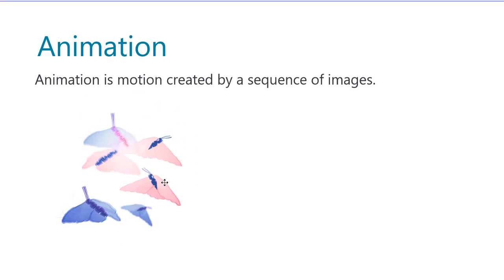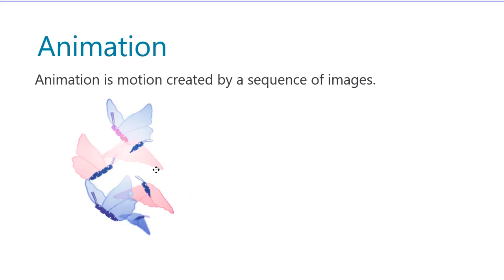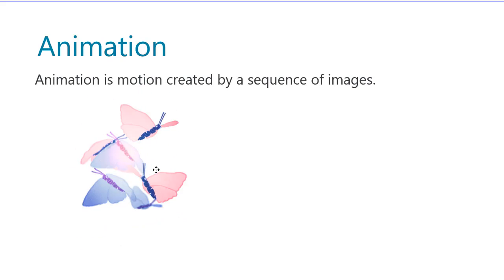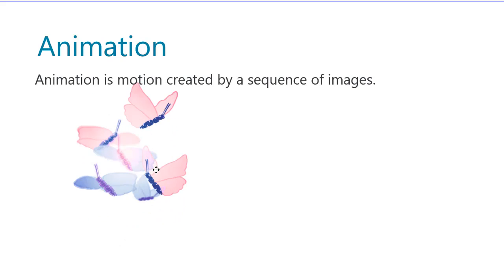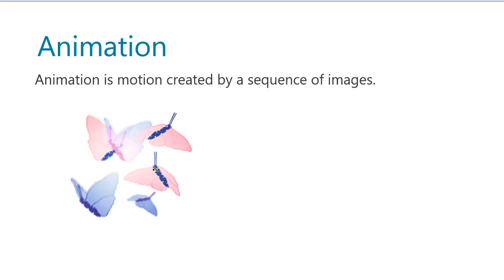We got animation. Animation is just motion created by a sequence of images. So usually the frame rate will be lower, like 10 images per second. And this is like all your little GIFs online, the memes that you like to share, like little tiny animations.